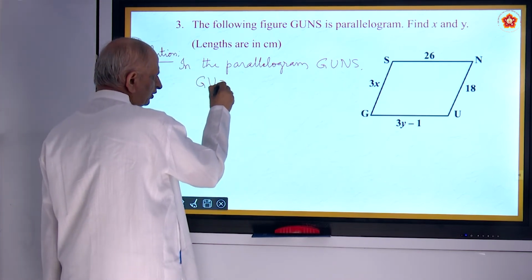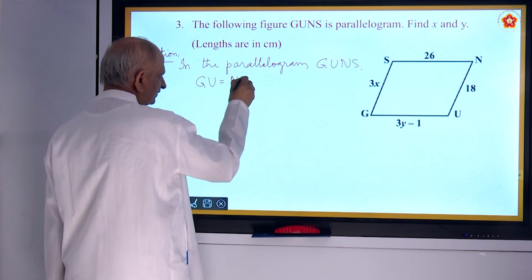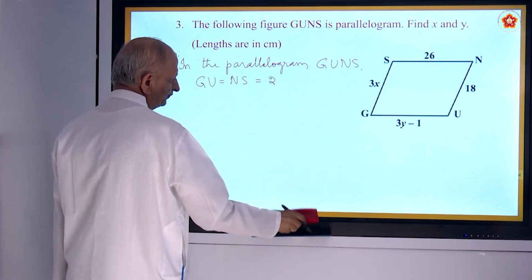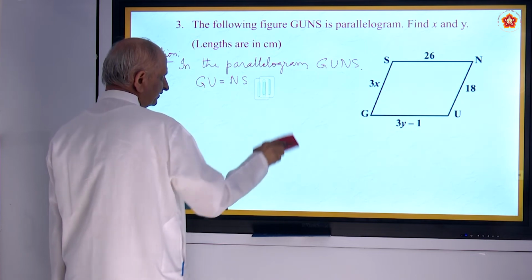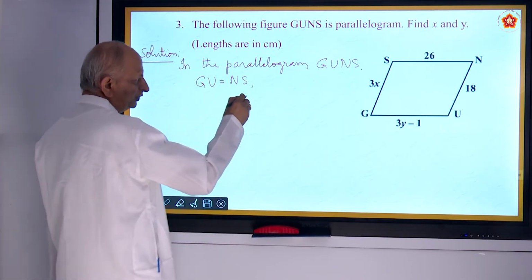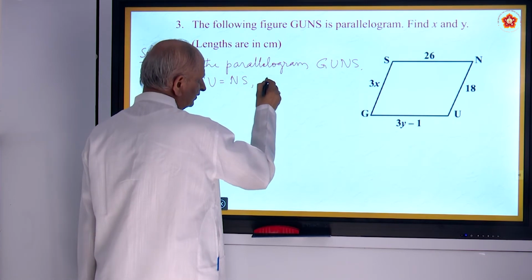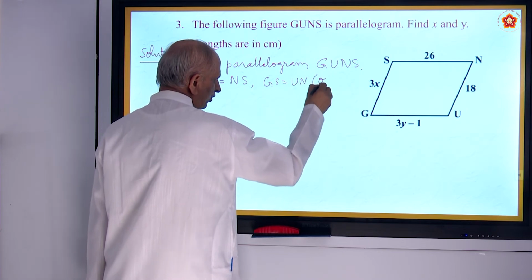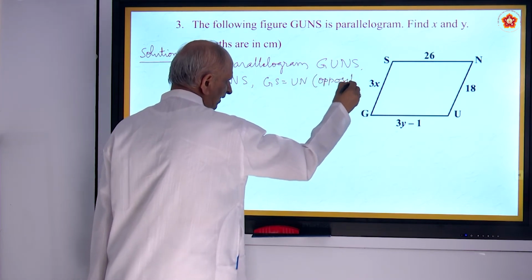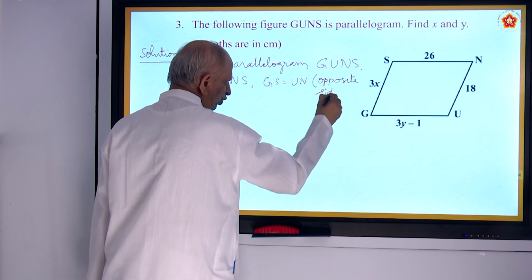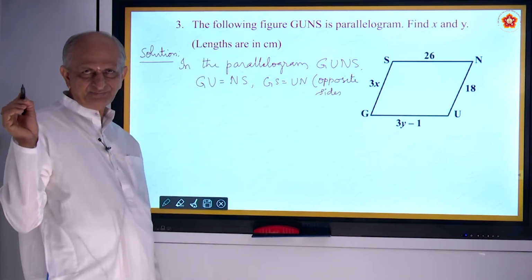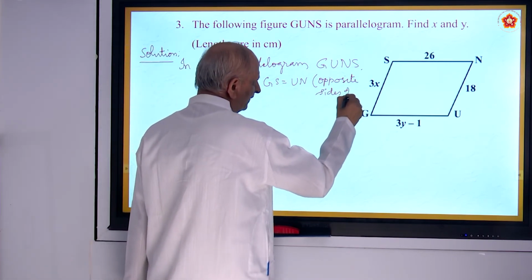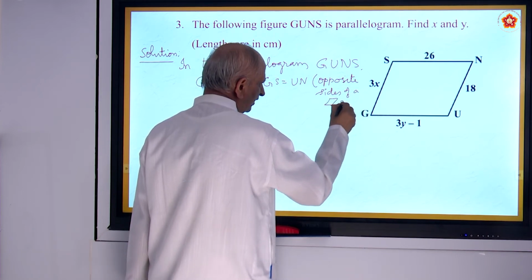GU is equal to NS is equal to 26, is it not? And GS is equal to UN. They are opposite sides of the parallelogram. So, whatever you know, you write it. For every step there is a mark that you should note. So, whatever you know about the opposite sides of a parallelogram, write.